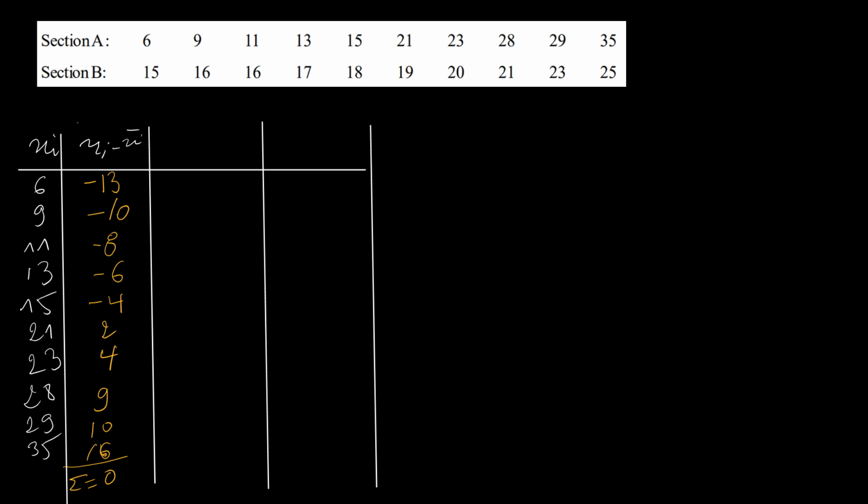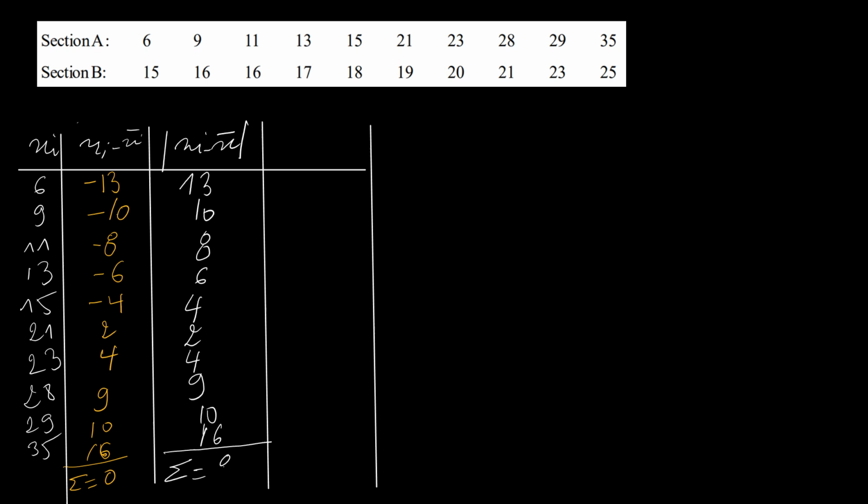Here, the absolute value of xi minus x bar. The absolute value of minus 13 is 13, 10, 8. In order to get rid of the negative signs, here we take the absolute value of xi minus x bar. So the absolute value of minus 6 is 6, minus 4 is 4. So here 2, 4, 9, 10, 16. Here the sum of the absolute values of xi minus x bar equals 82.